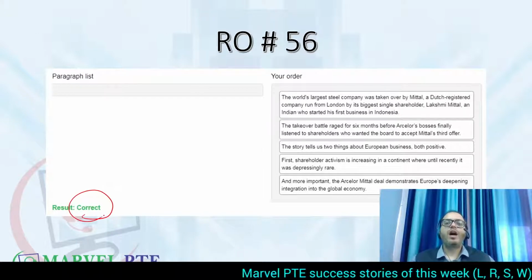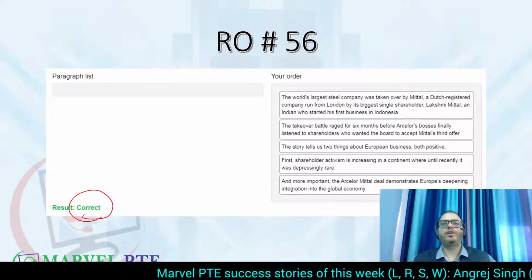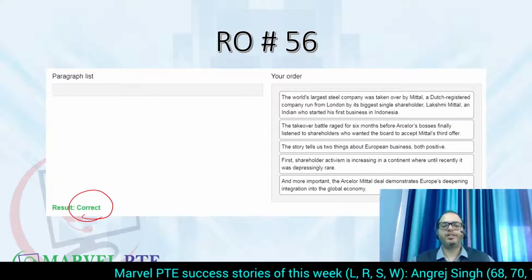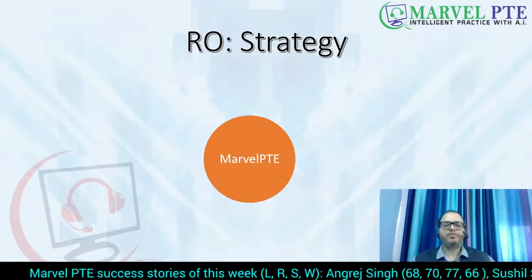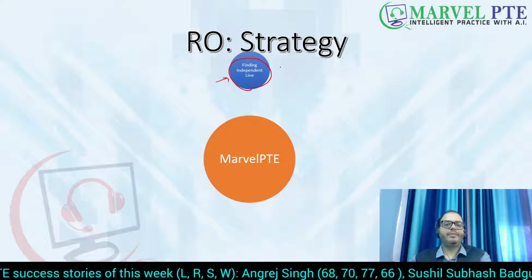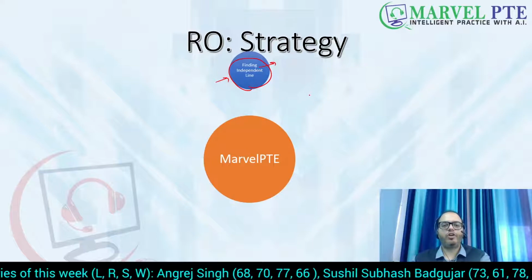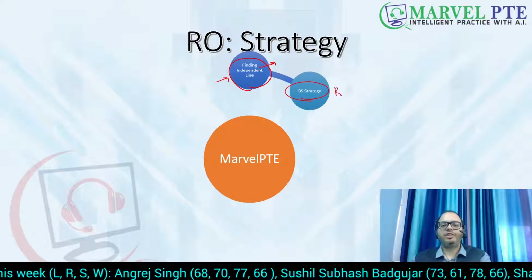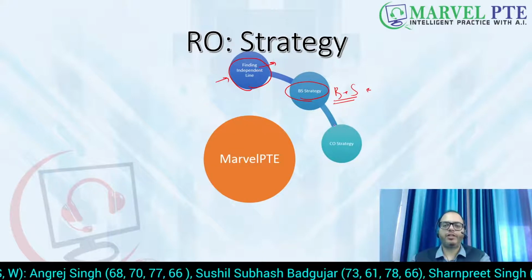So you see how important it can be to have correct strategies, to know correct strategies, to implement correct strategies to solve your reorder paragraphs. And what are Marvel PTE's strategies? Marvel PTE's strategy, the first strategy is finding independent line. You had seen how we have found the independent line in this reorder paragraph. Then BS strategy, brought to specific strategy. The naming strategy is a part of BS strategy.